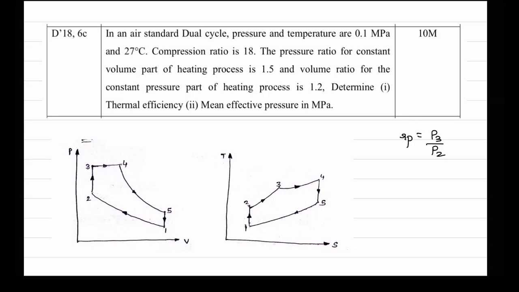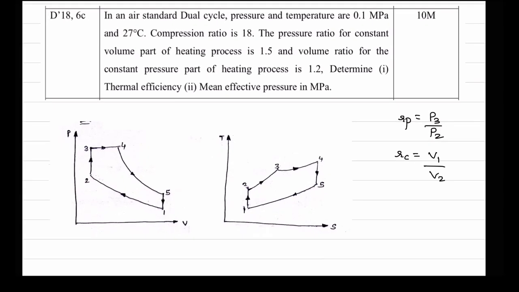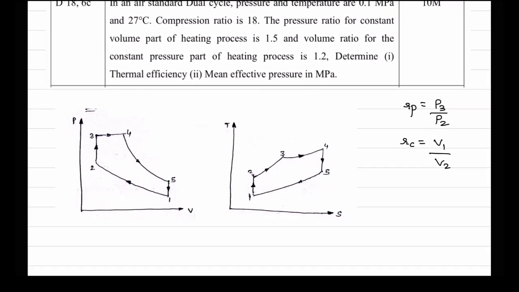First, we have written Rp, which is the pressure ratio. On the right side, here we have written the pressure ratio equation. I've already drawn here the PV and TS diagram of the dual cycle. Next one is compression ratio. Compression ratio Rc equation is V1 by V2. Then the next equation, X is equal to cutoff ratio minus 1 divided by compression ratio minus 1.